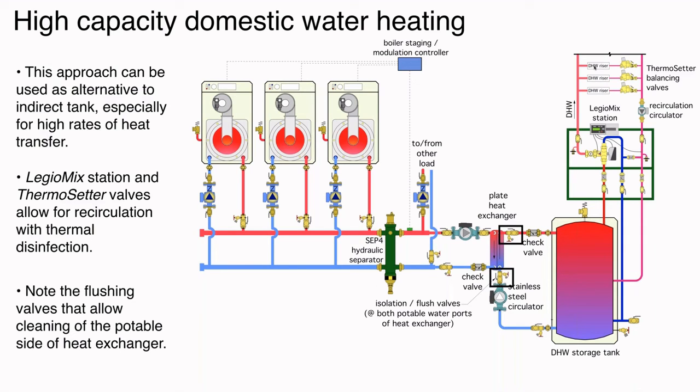Again, I'm showing purging valves. Again, these may be separate valves when you get up into larger pipe sizes, but the idea is to be able to isolate the potable side of the heat exchanger and do a mild acid wash, which is common, to clean up calcium or magnesium scaling.